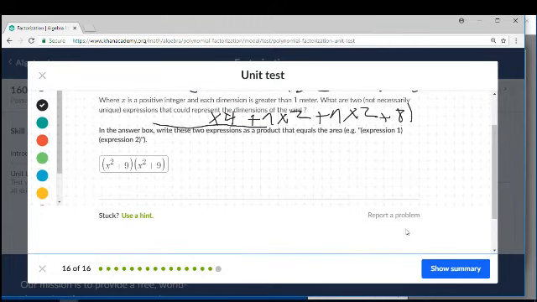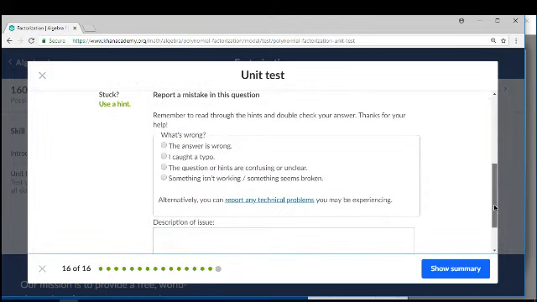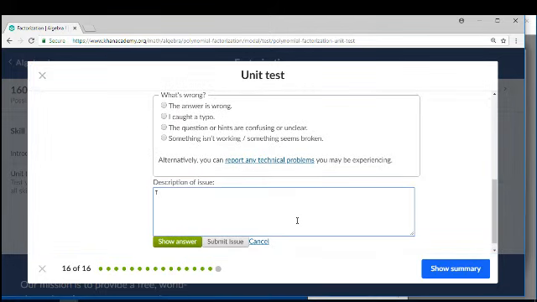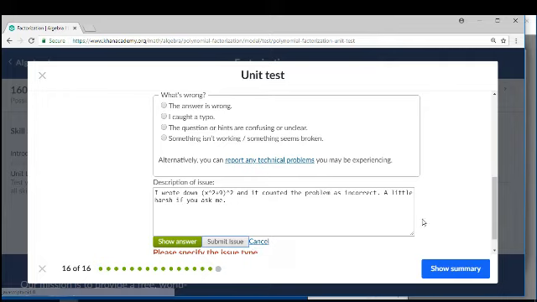I might report a problem that says I wrote down x squared plus 9 squared and it counted the problem as incorrect. So I'd say that might be a typo on their end.